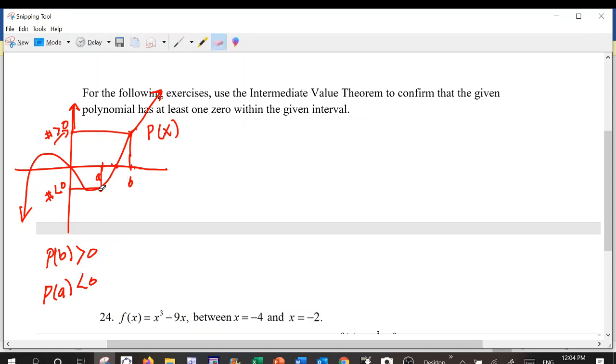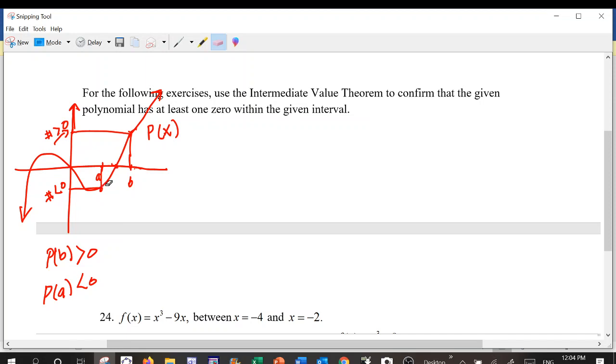Now, if the zero is real, of course, it has to be on the x-axis, right? So between A and B, it has to have a zero. It has no choice but to cross the x-axis, because it's below the x-axis at A and then above the x-axis at B. So it has no choice but to cross.